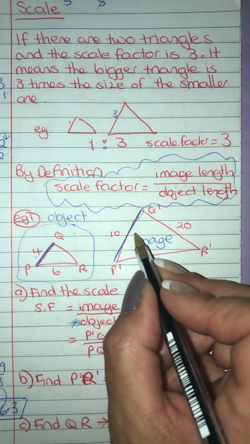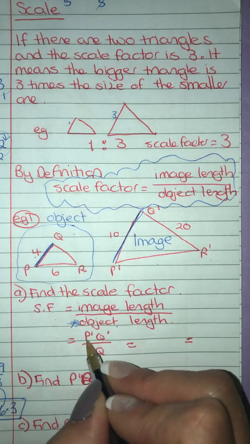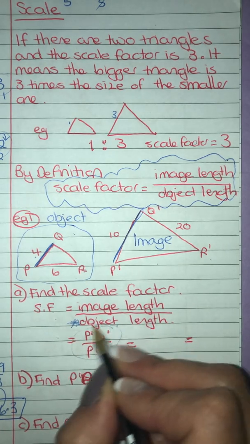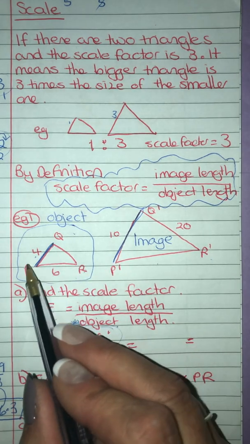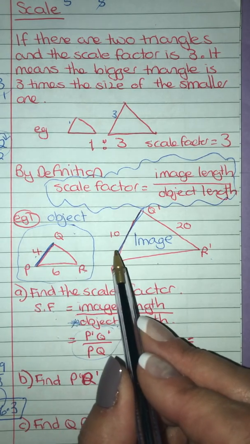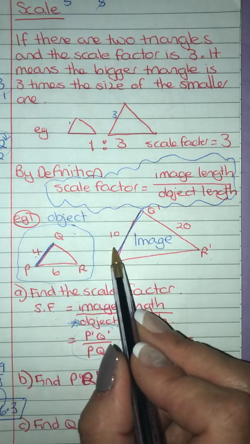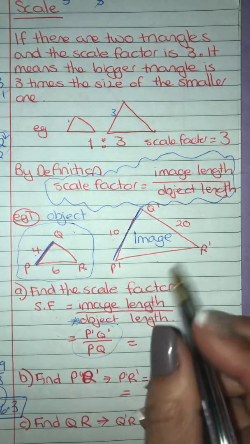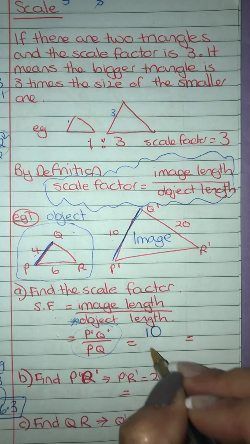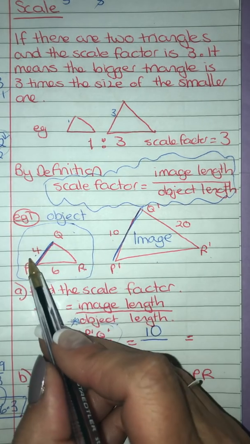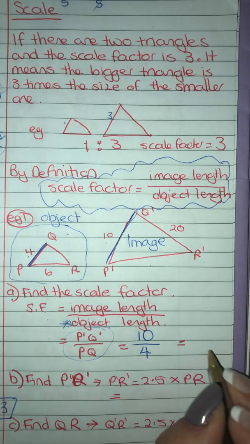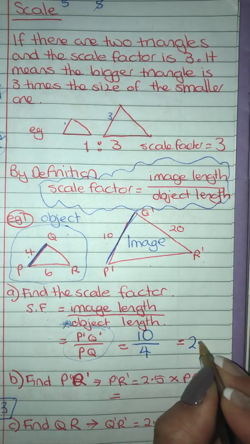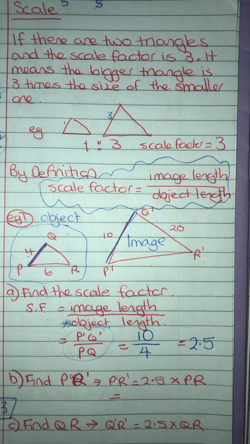So the image is always on the top, and we've got P dash Q dash. You'll get to the point where you don't write this, so don't be confused by that. You might want to just go, where are the 2 lengths that have got the numbers? Oh, they're these ones. I put the biggest one on the top, so that's 10, and I divide that by the original, which is 4. If you divide that, you should get 2.5.